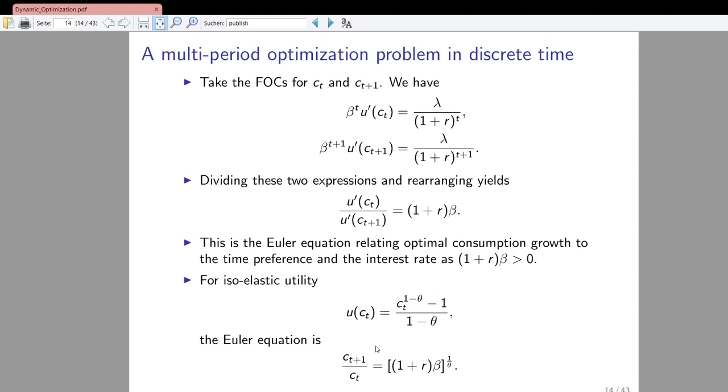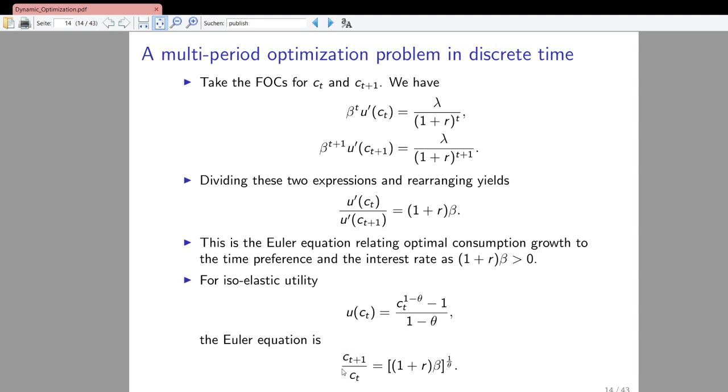Now if we use this utility function and plug it into this expression here and calculate the derivatives, what we would see is that 1 minus theta comes down, cancels with the denominator, minus 1 cancels out because it's a constant, so we would have ct to the power of minus theta in the numerator, we would have ct plus 1 to the power of minus theta in the denominator. Now the exponent has a minus sign, so if we switch the numerator and the denominator, the exponent becomes positive, so these two operations cancel out.